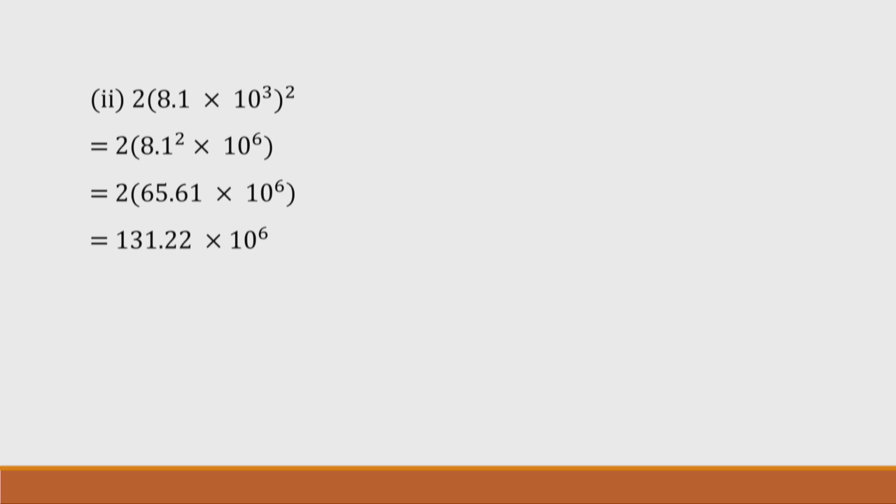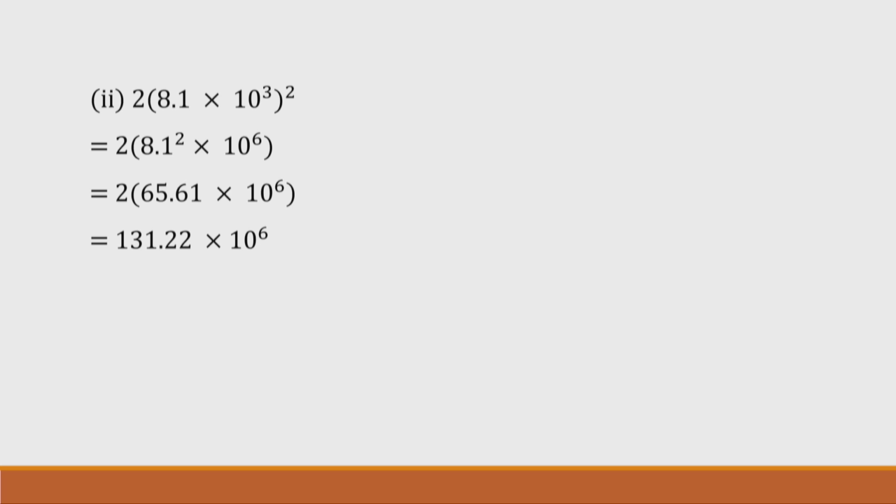So here, students, you need to be careful. I have already multiplied 2 by 65.61. There is no need to multiply again 2 by 10 to the power of 6. It's just as if you have 2ab. So what does 2ab mean? It means 2 times a times b. So if I have already multiplied a by 2, there is no need to multiply b by 2 again, which is what I have done here. So 65.61 has been multiplied by 2.